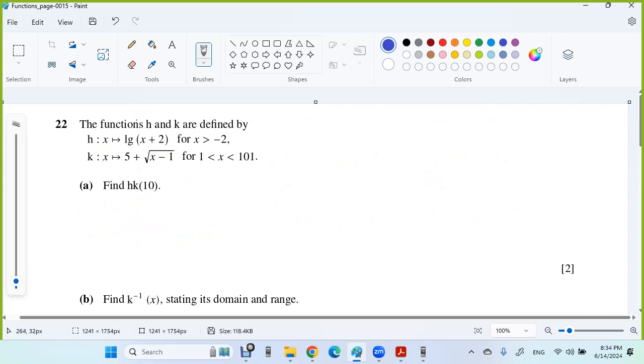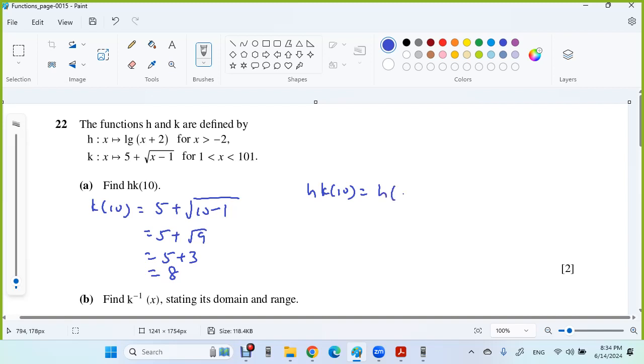Question number 22. The functions h and k are defined by h(x) is 8 log x plus 2, k(x) is 5 plus square root of x minus 1. So we need to find hk(10). So k(10) will be 5 plus square root of 10 minus 1. So 5 plus square root 9, then 5 plus 3, it is 8. So hk(10) will be h of 8. So it will be log 8 plus 2, then it will become log 10. Log 10 is actually 1. Okay, so the answer is 1.